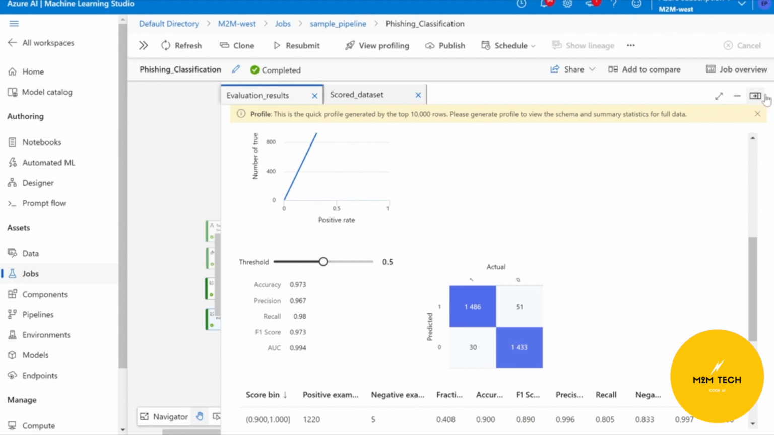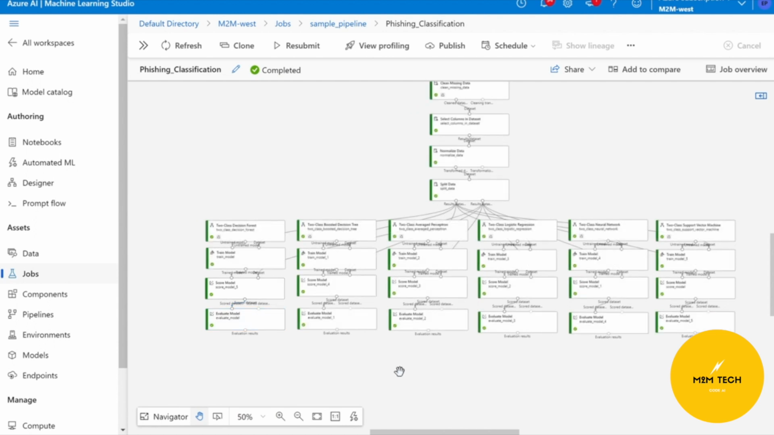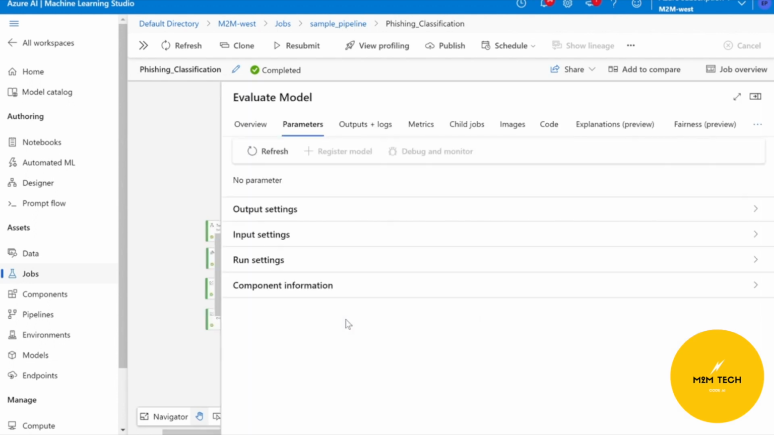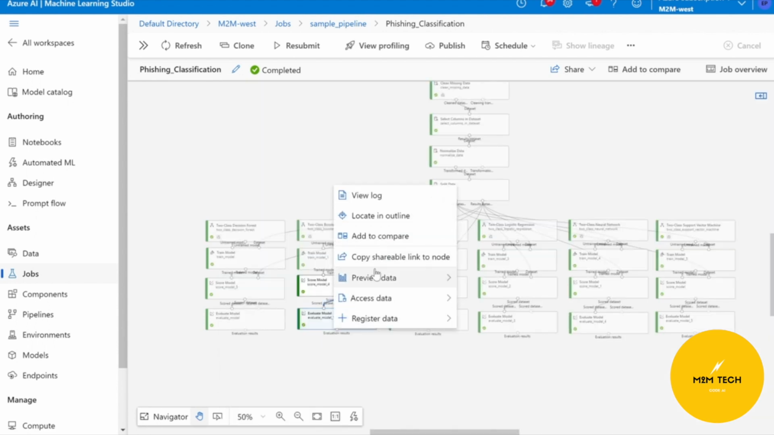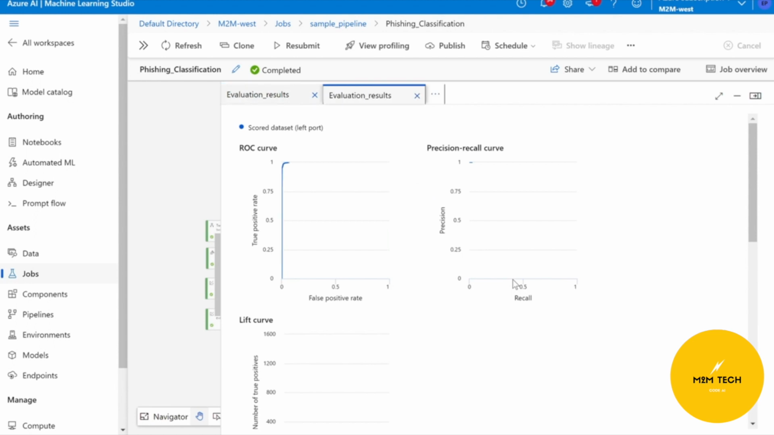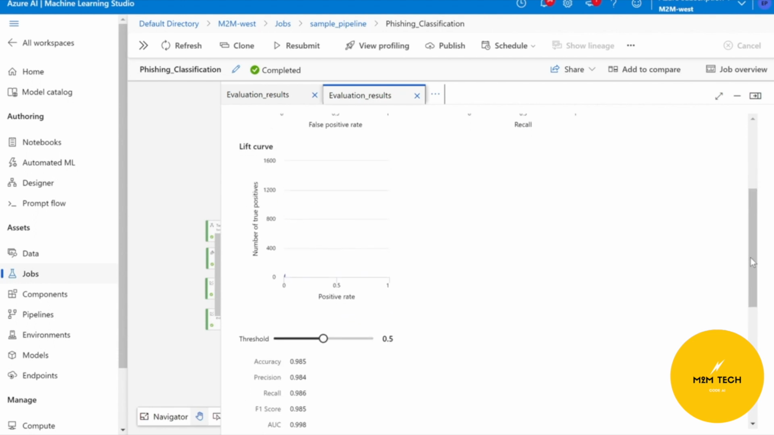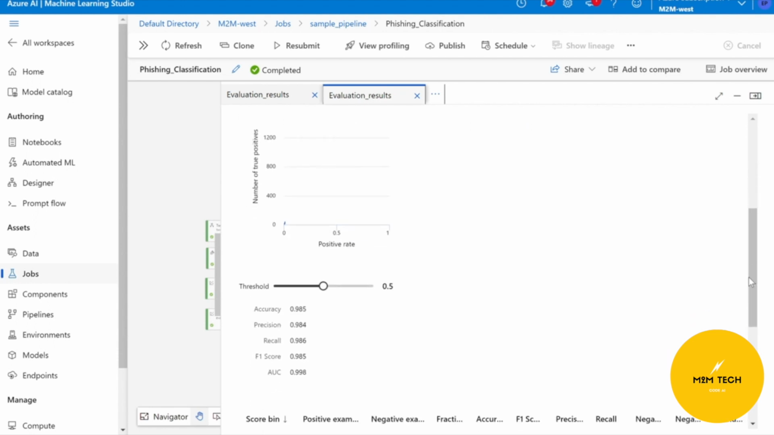I have then compared the evaluation results of each of the 6 algorithms, and I found that the boosted decision tree has the highest accuracy, at 0.985.